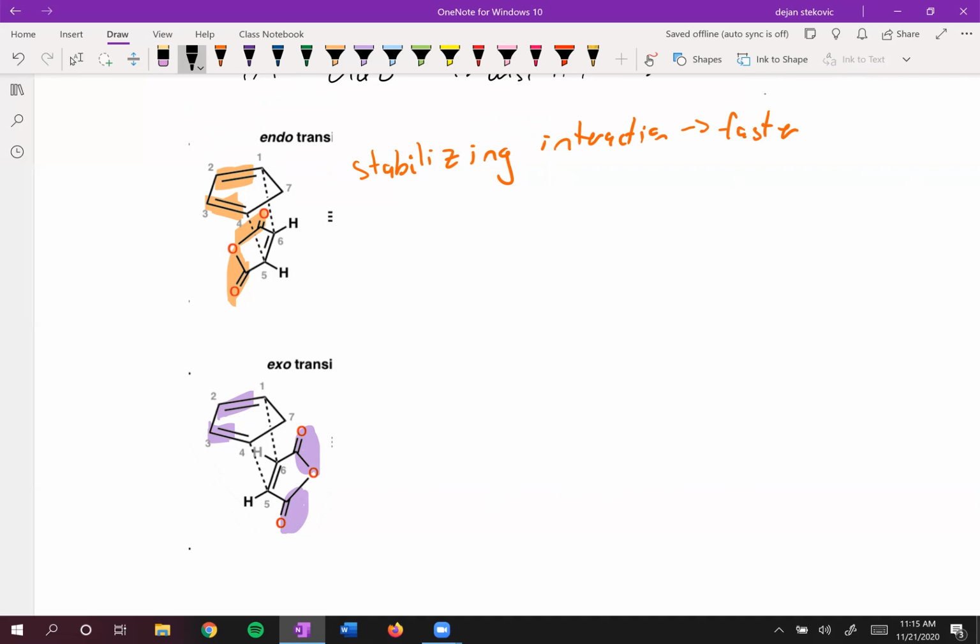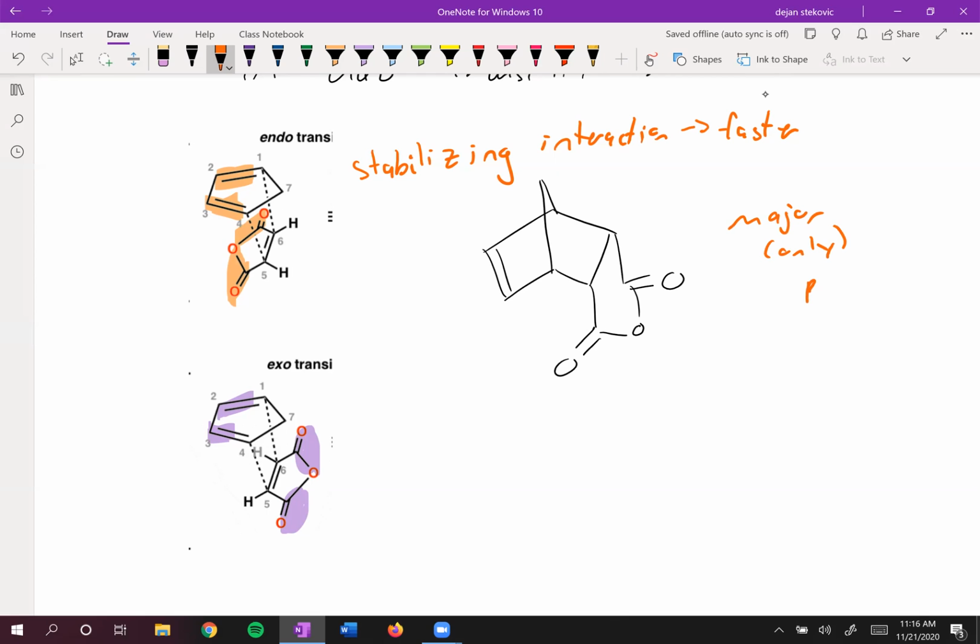And so if we drew the product between the cyclopentadiene and this maleic anhydride, think about what it would look like, right? We're going to draw our cyclohexane with our bridgehead and then the pi bond, and they're both going to be in the endo position. So both of these components are going to go down. We'll have carbonyls on either end, and then fuse them together with this oxygen. And so this is the major and oftentimes the only product.